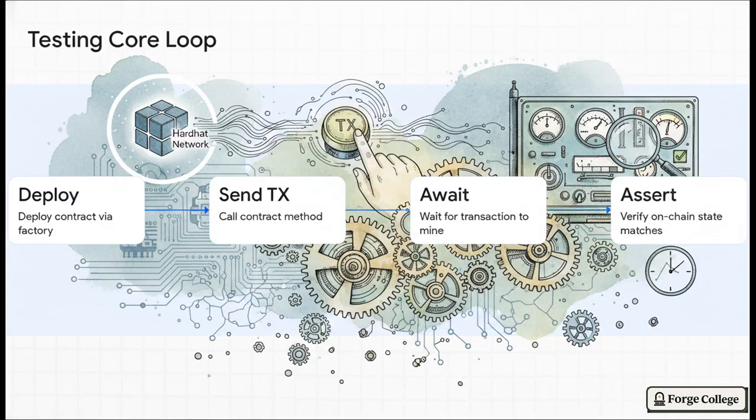To interact with these machines, we follow a very specific 4-step core testing loop. 1, we deploy the contract to our local Hardhat network. 2, we push a button, meaning we send a transaction, like calling that increment function. 3, we wait patiently for the mechanical gears to stop turning. And 4, we assert the state, basically checking the dials to make sure the final output matches exactly what we expected. Sounds simple, right? But if you skip even one of these steps, the whole experiment completely falls apart. It's like throwing a cake in the oven and trying to frost it before it's fully baked. You're just going to end up with a huge mess.